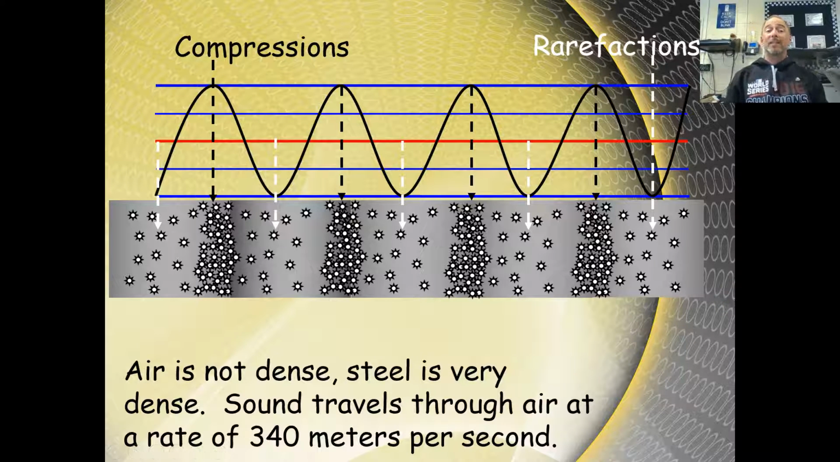Air is not dense. Steel is really dense. Sound travels through the air at a rate of about 340 meters per second. Just about, give or take. Another fun little thing you can do with sound. Hi, I'm big again. When you hear lightning and you see the flash of lightning, start to count. 1,000, 2,000, 3,000, 4,000, 5,000. For every 5 seconds you can count, that is roughly, approximately, not exactly, 1 mile away.